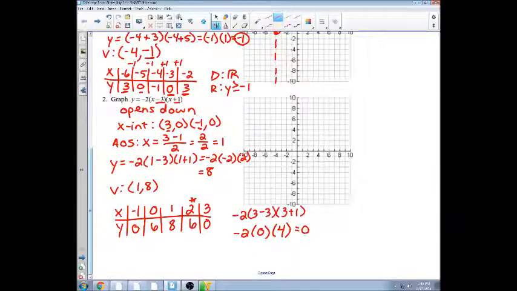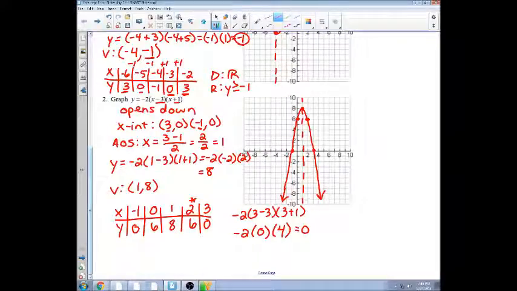Now that I have my table complete, I can go ahead and plot my points. 1, 8, 2, 6, 0, 6, 3, 0, negative 1, 0. I'm hoping at this point, after we've been working on graphing for about a week and a half or so, that you guys can plot points from a table. Do not forget your vertical dotted line, which is your axis of symmetry.